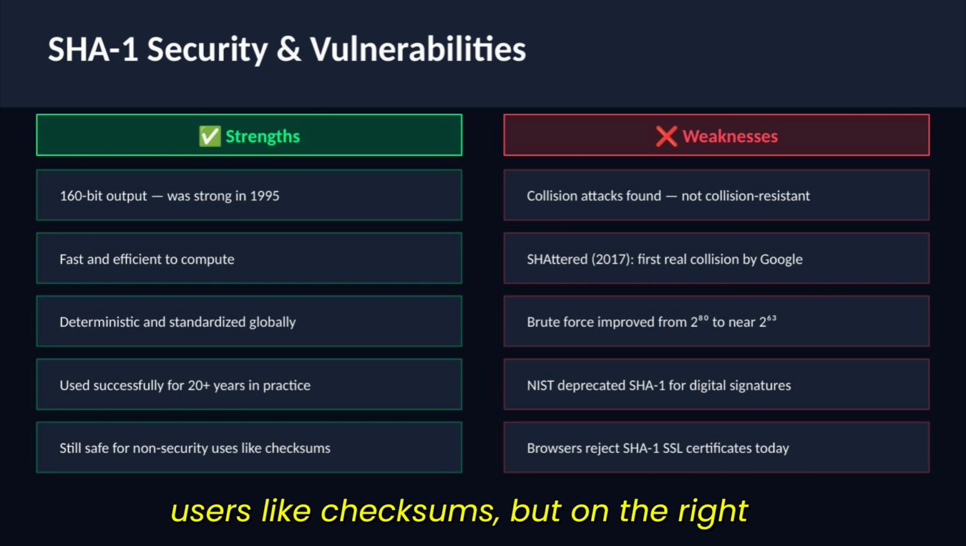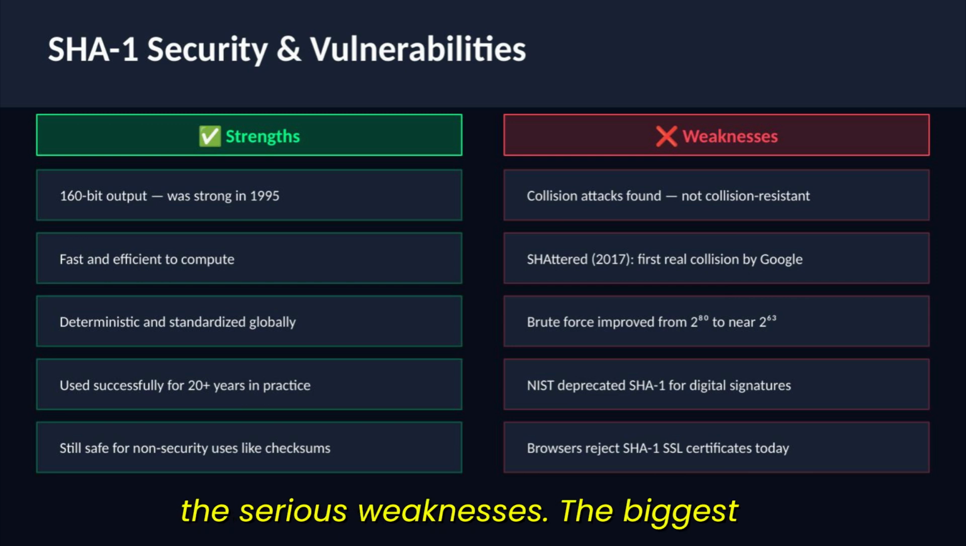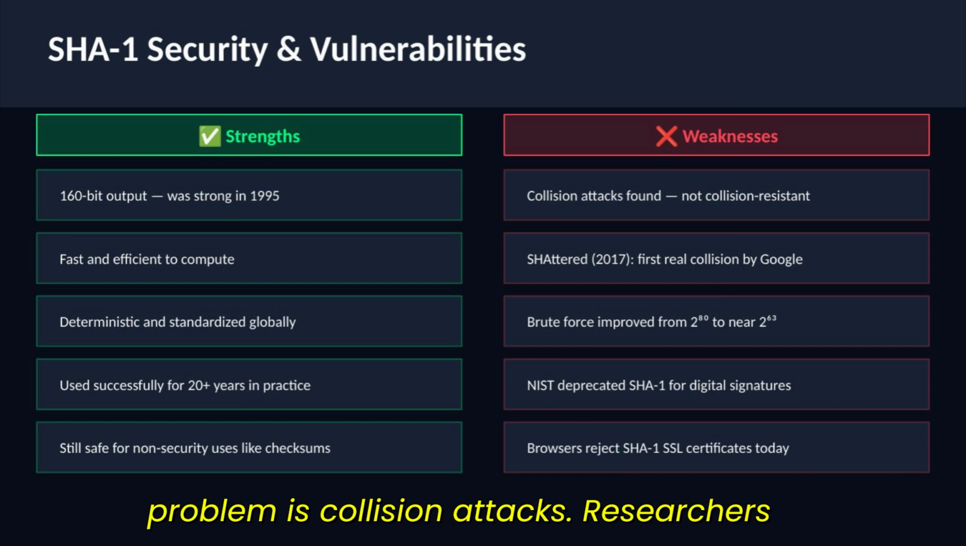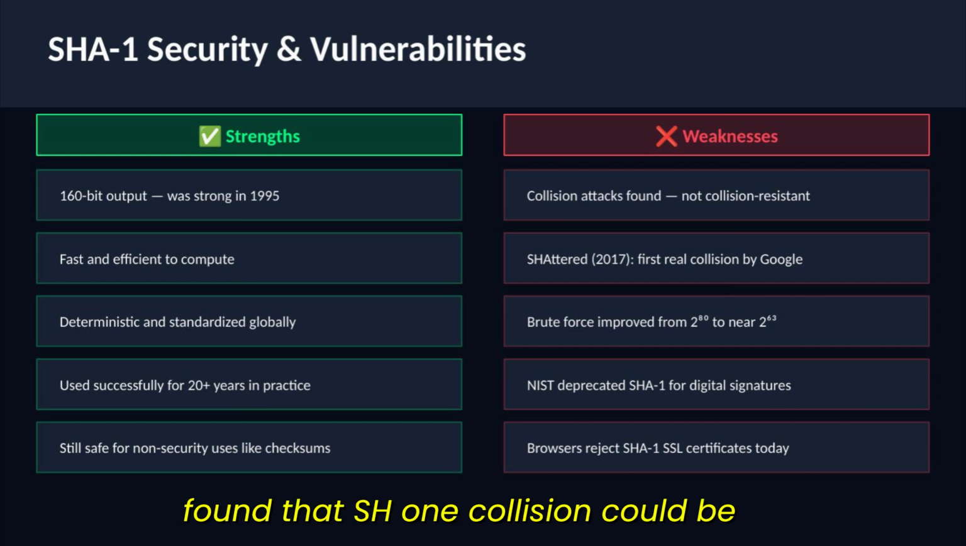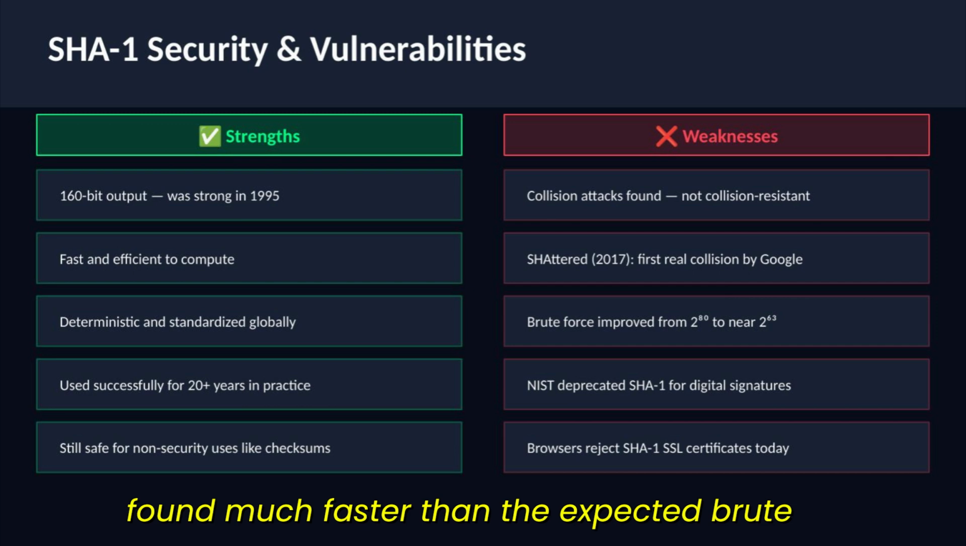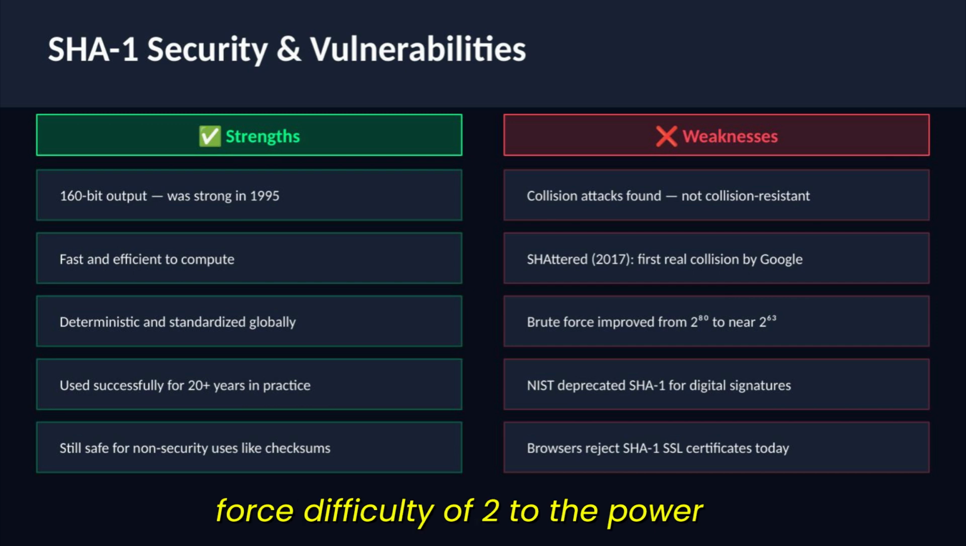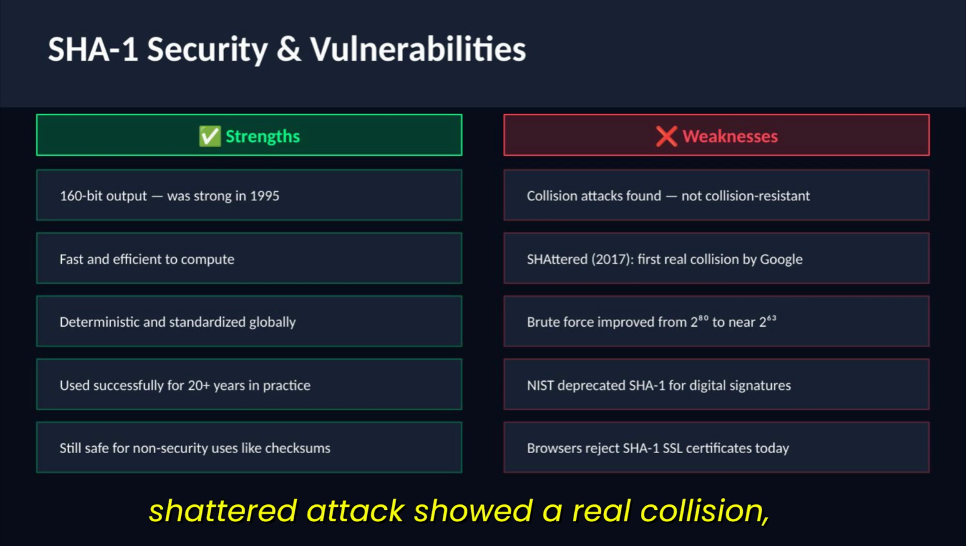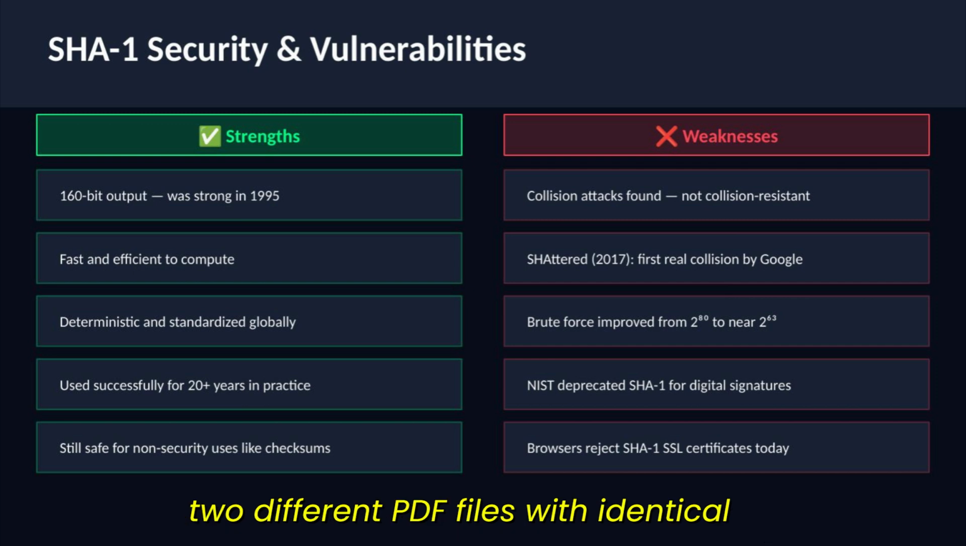But on the right, the serious weaknesses. The biggest problem is collision attacks. Researchers found that SHA-1 collisions could be found much faster than the expected brute force difficulty of 2 to the power 80 operations. And then in 2017, the SHAttered attack showed a real collision: 2 different PDF files with identical SHA-1 hashes.